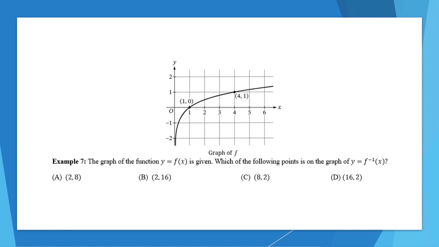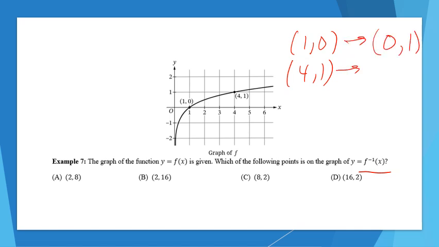All right, and then finally, example number 7. The function f of x is given. Which of the following points is on the graph of the inverse? And so here we see (1, 0), and we see (4, 1). Let's see if we can find the inverse here. The inverse should have (0, 1) and (1, 4). Unfortunately, none of these are any of our answer choices. They all have a point like (2, 8), (2, 16), or the flipped version of both of those.